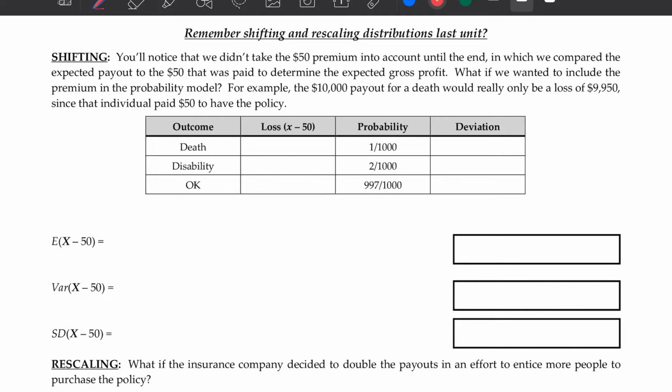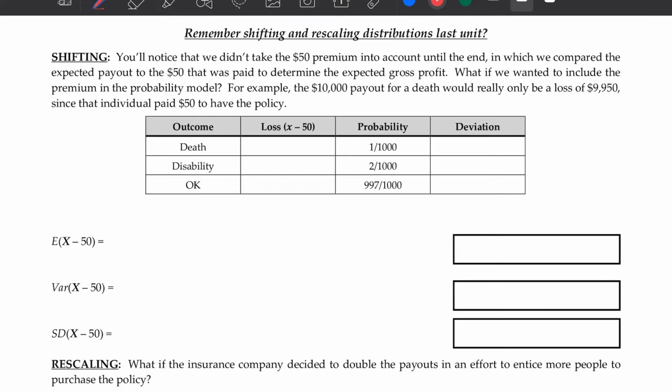Well, we know that it doesn't change the shape of the distributions as we saw in the previous unit, but it does change centers and spreads. And so we need to think about that. So here we're going to talk about first shifting. So why would we shift this data?